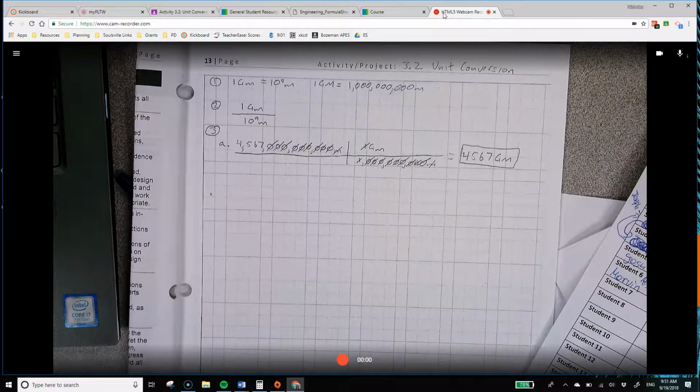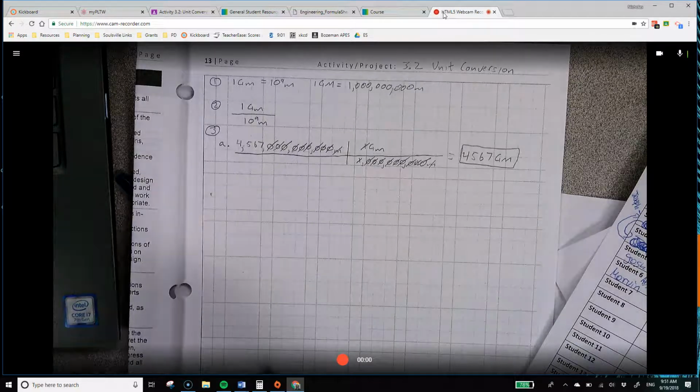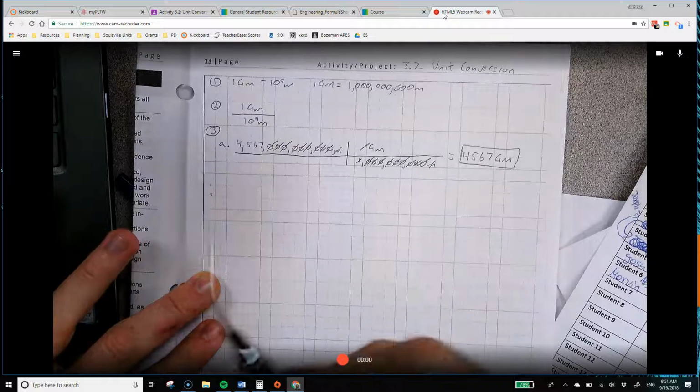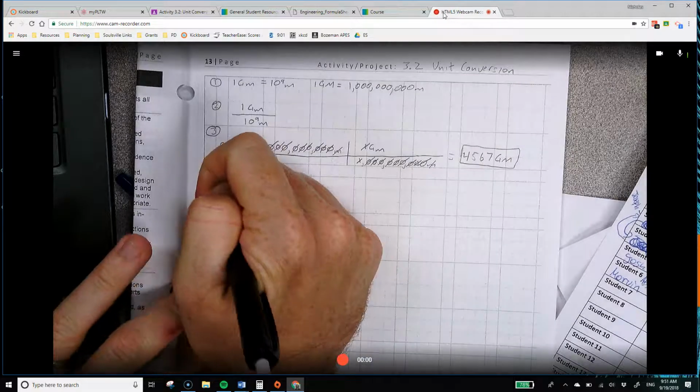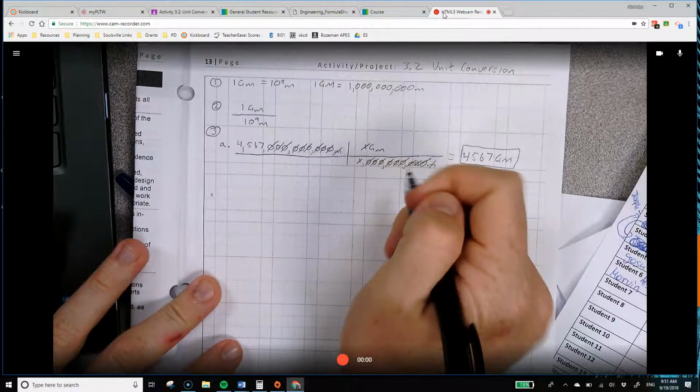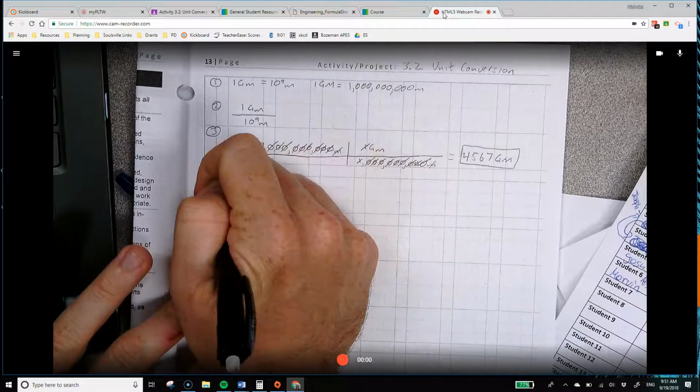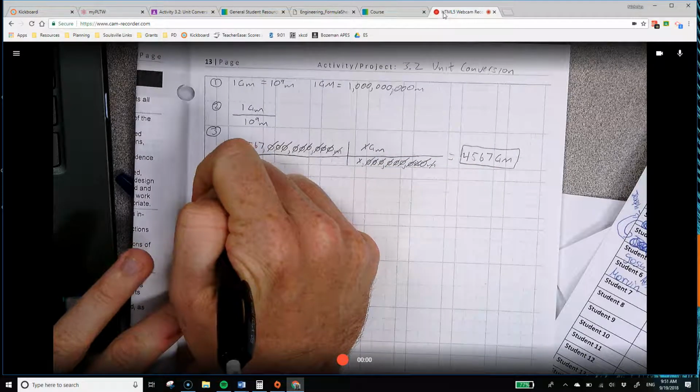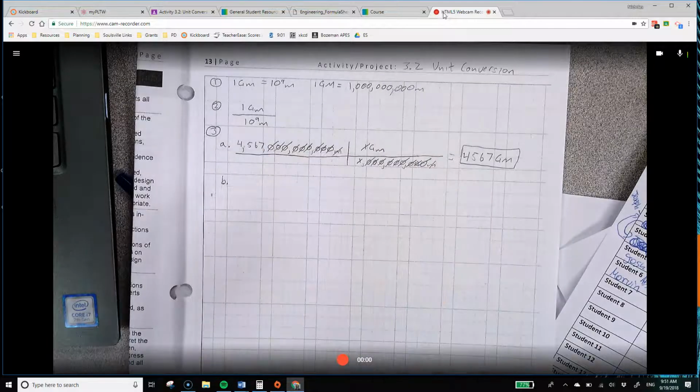All right. Yes, ma'am. Type in formula sheet in the search bar. All right. Let's do B. I'm sorry, what was the question? All right, let's do B now.